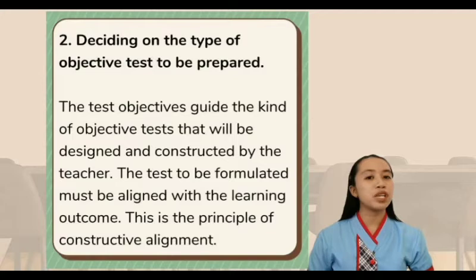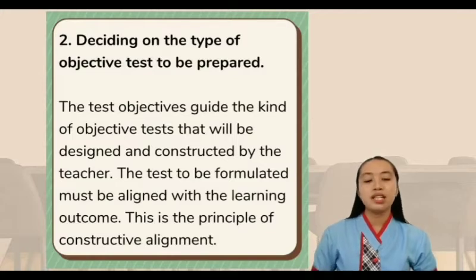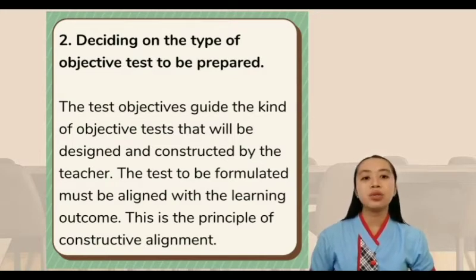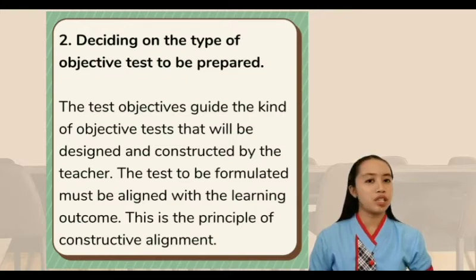The second one is deciding on the type of objective test to be prepared. The test objectives guide the kind of objective test that will be designed and constructed by the teacher. The task to be formulated must be aligned with the learning outcome. This is the principle of constructive alignment.